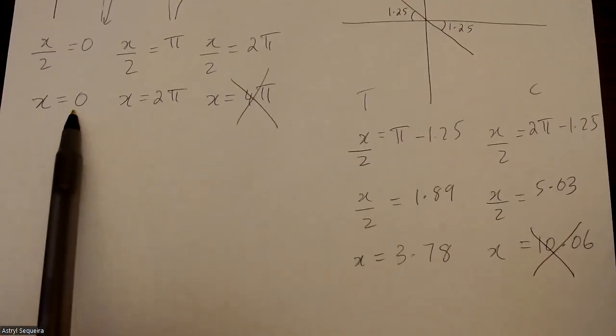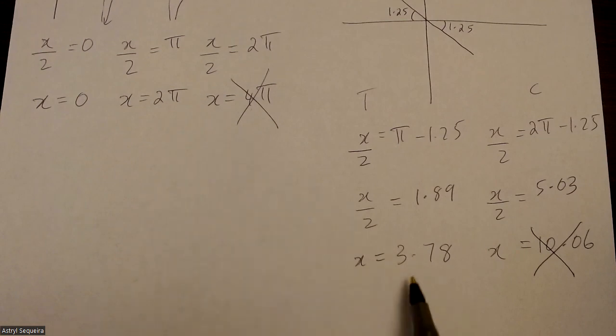In this question, we only have three valid solutions: 0, 2 pi, and 3.78.